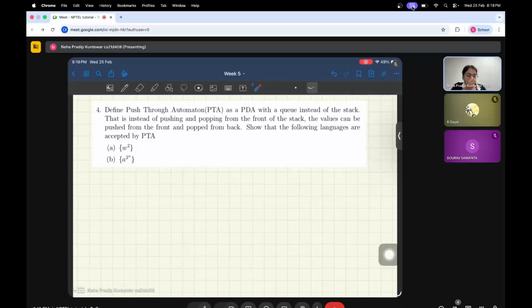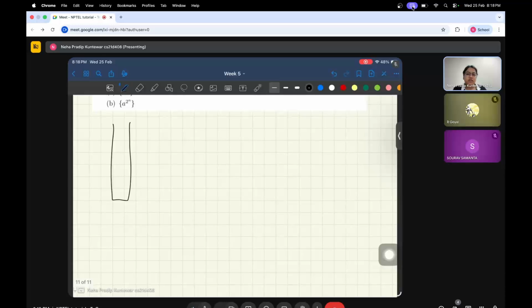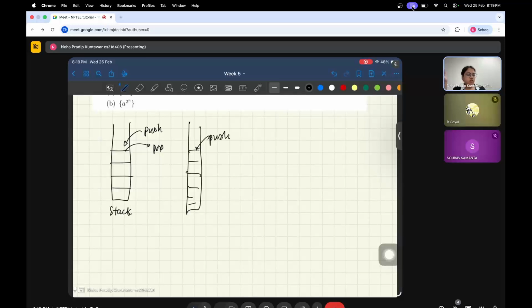Okay. So, consider a variant of this model, PDA. We'll call it a PDA where instead of a stack, let's say you're given a queue. So in a stack, you always push at the top and you always pop from the top. Whereas in the queue, you're going to push at the top and you're going to pop from the bottom. This is exactly how a real life queue works.